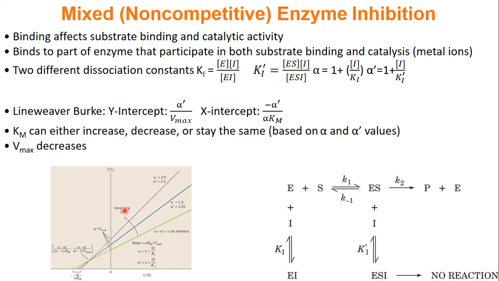If we look at the Lineweaver-Burke plot for this, what you'll see is that the lines will usually not cross on the intercept. And that's because both Km and Vmax can change. Vmax will always decrease, so your maximum velocity is always going slower. Your Km can increase, decrease, or it could stay the same. So it is possible for all the lines to have the same x-intercept and different Vmaxes. That's also a situation of mixed enzyme inhibition.